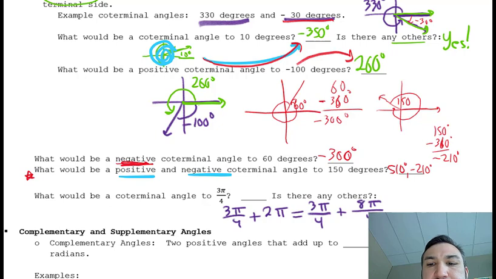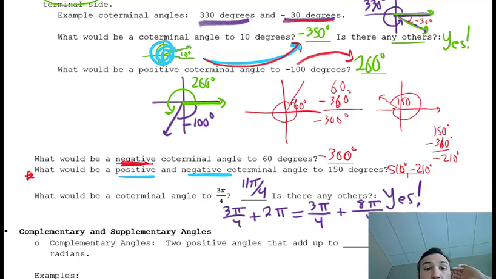Okay, so I can rewrite 2 pi as 8 pi fourths, and then I can say 3 pi fourths plus 8 pi fourths would be 11 pi fourths. Okay, and then is there any others? Definitely. You could add 2 pi again. We could have subtracted 2 pi. There's infinitely many coterminal angles, depending on how many revolutions you want to go around.